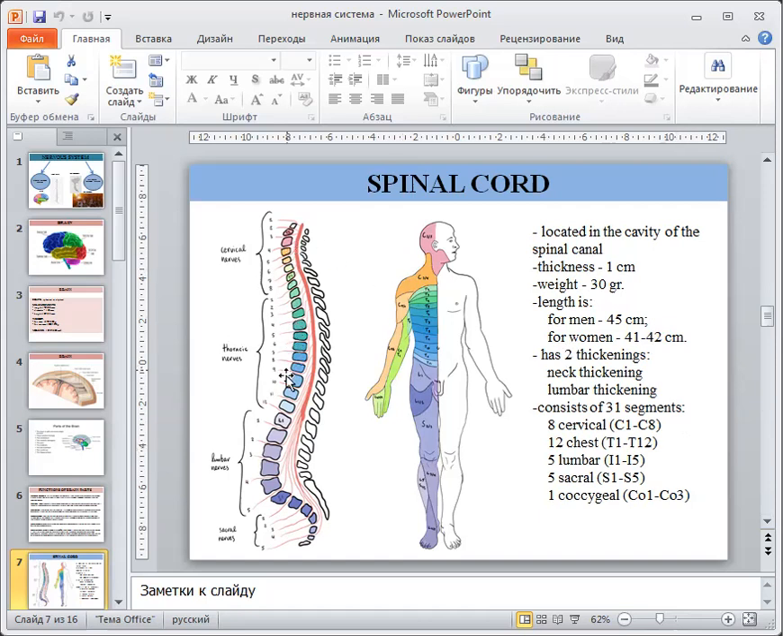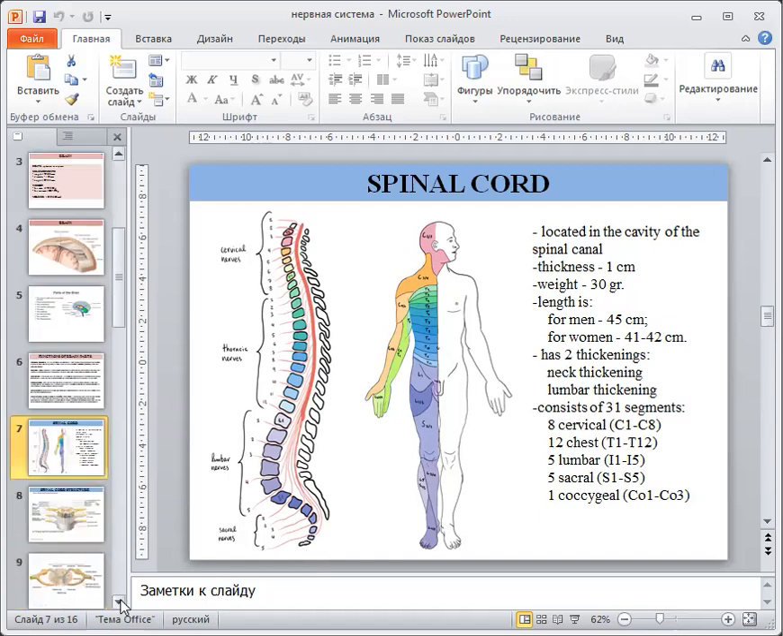The spinal cord consists of 31 segments: 8 cervical segments, 12 thoracic segments, 5 lumbar segments, 5 sacral segments, and 1 coccygeal segment. Each segment corresponds to a spinal vertebra. From each spinal cord segment depart a pair of roots, the front root and the rear root.